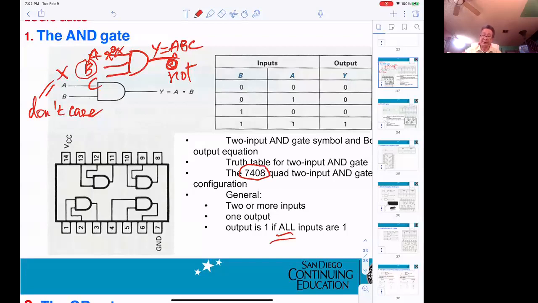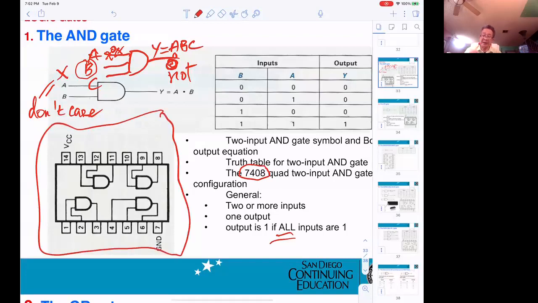Now, this is the IC for the AND gate. This is the IC for 7408.